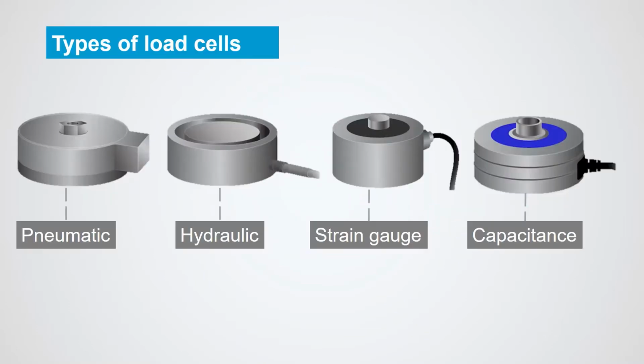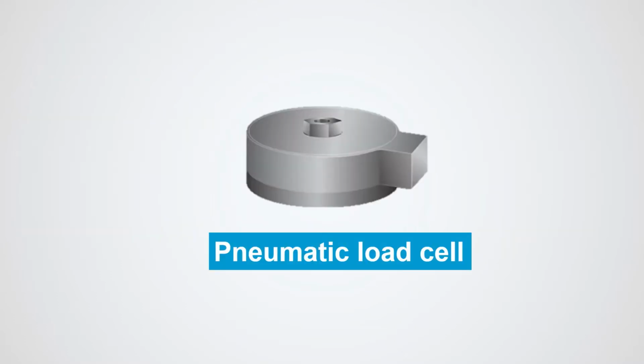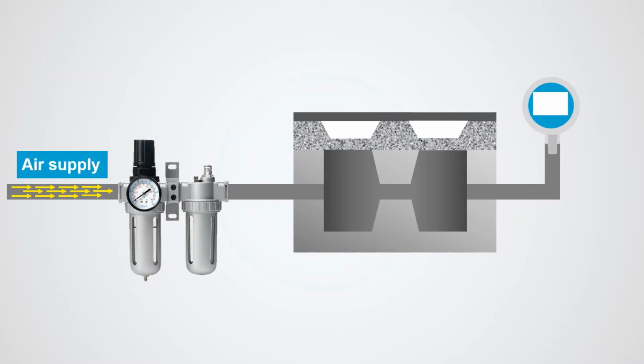There are 4 common types of load cells. They are pneumatic, hydraulic, strain gauge, and capacitance. Let us now understand how a pneumatic load cell works. Since it is a pneumatic load cell, we know that it will deal with air pressure.